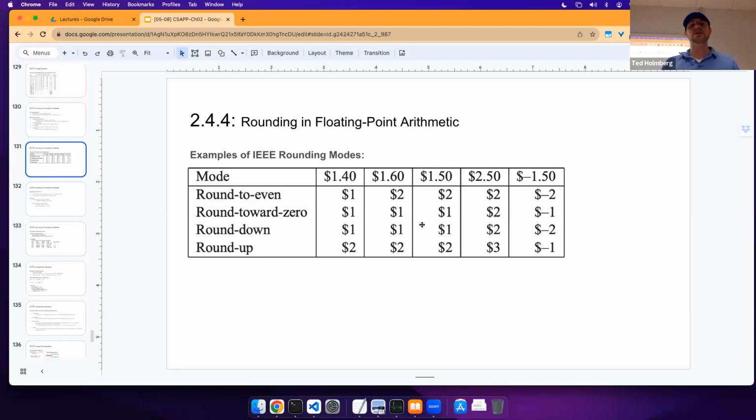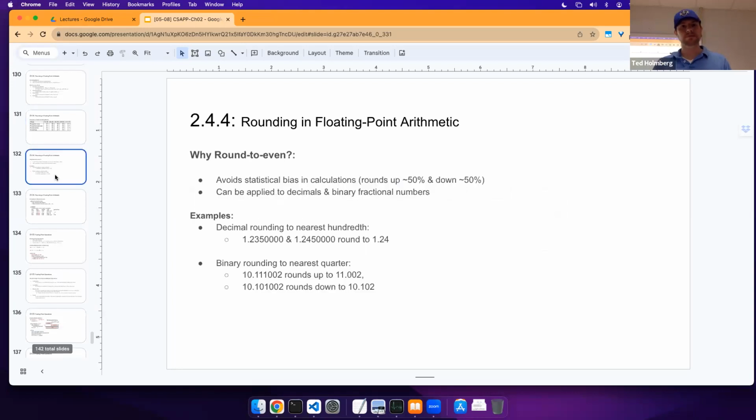If we do round towards 0, clearly we're just rounding it towards the direction of 0. So we're truncating. And round down, we're just rounding down, and round up, we're rounding up. Pretty obvious in terms of how those concepts work.